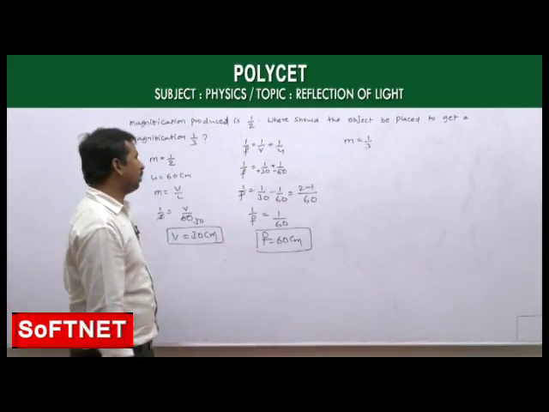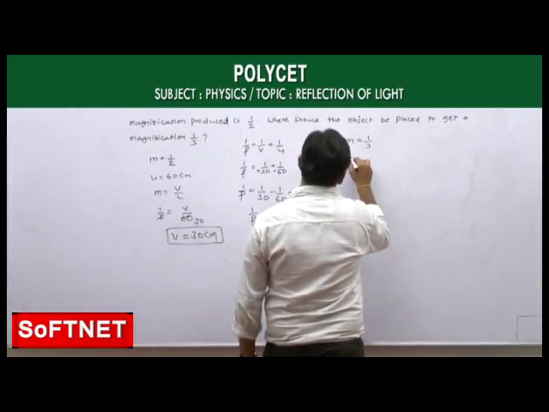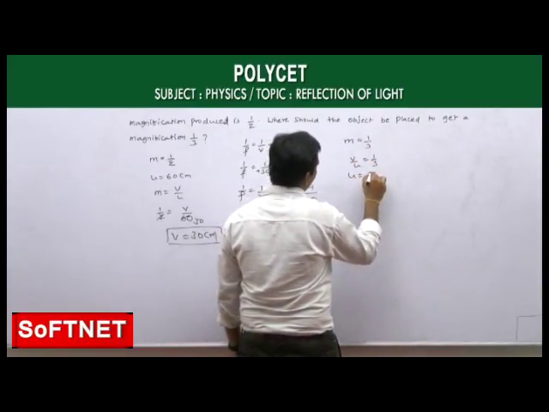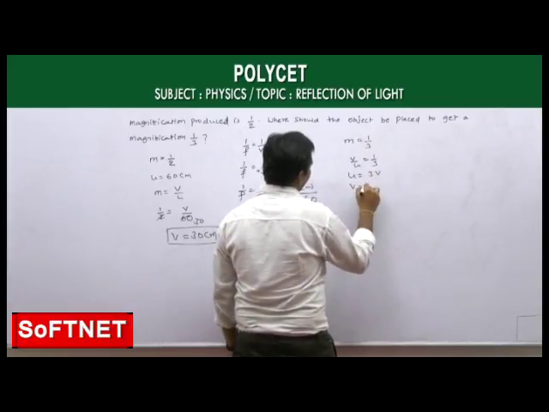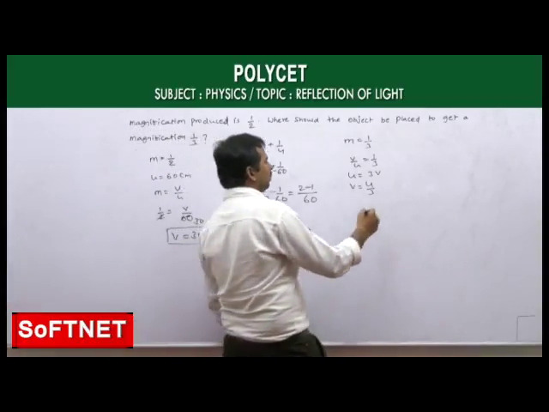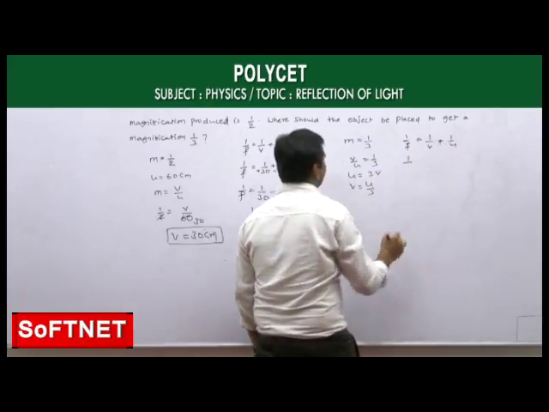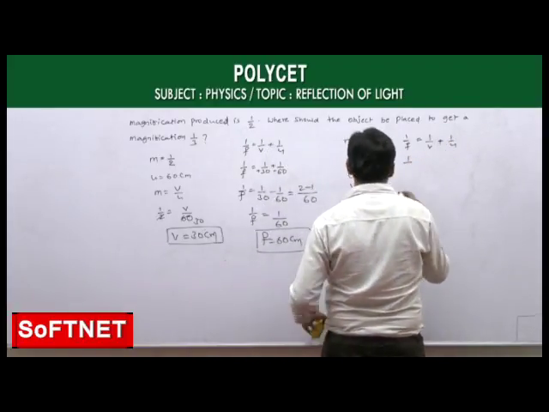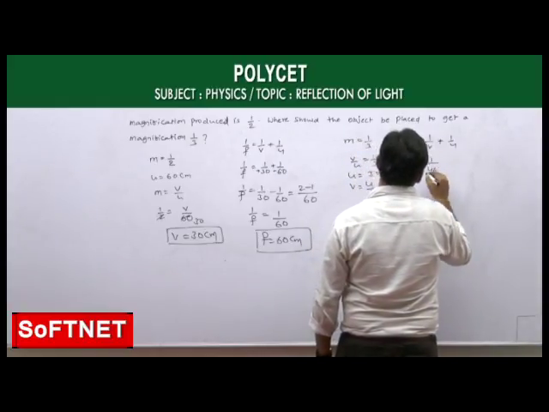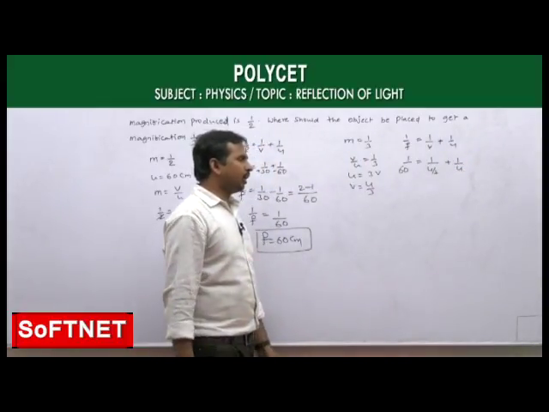Then if m is equal to 1 by 3, then we know that as m is v by u, which is equal to 1 by 3, then u is equal to 3v, or v is equal to u by 3. Then we know that 1 by f is equal to 1 by v plus 1 by u. The value of f is given as 60 centimeters, and we got v as u by 3, plus u.